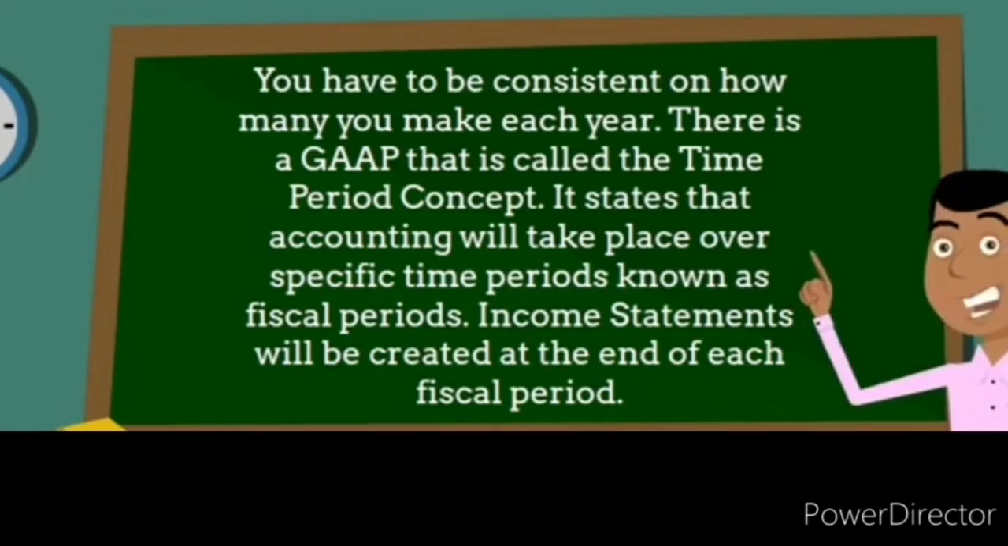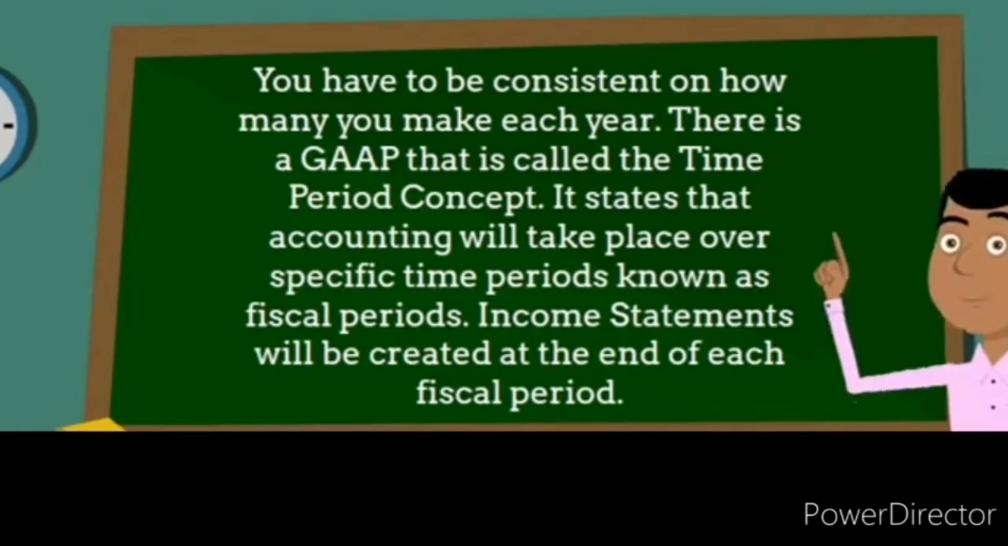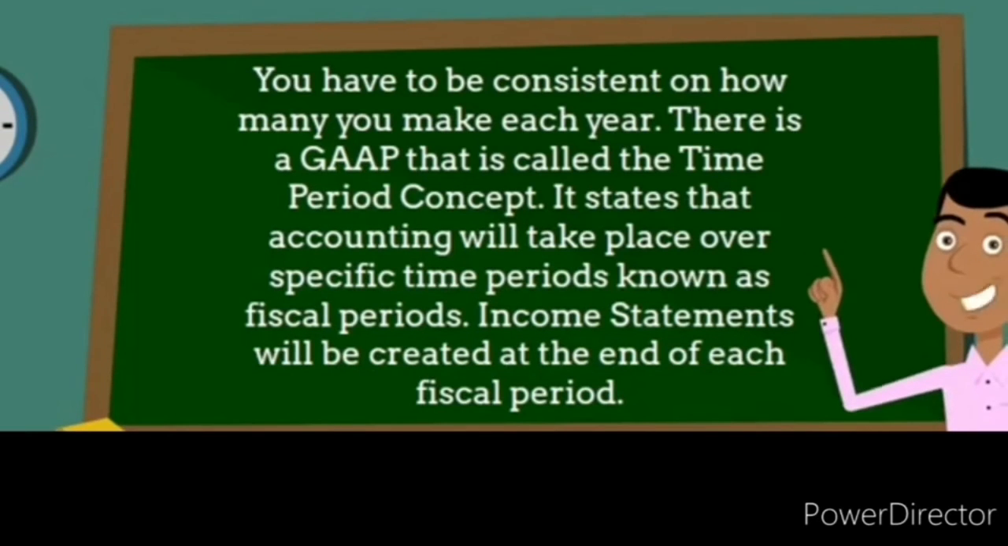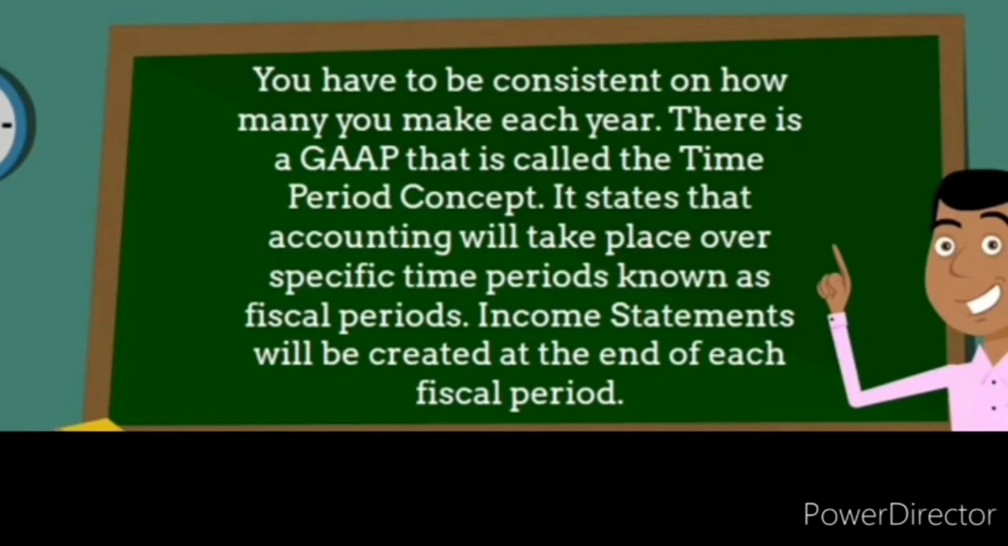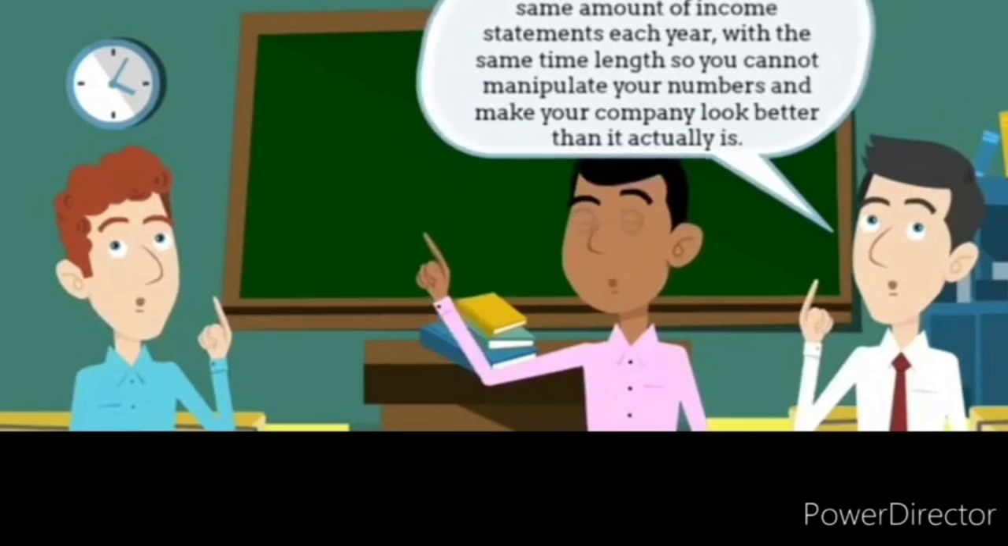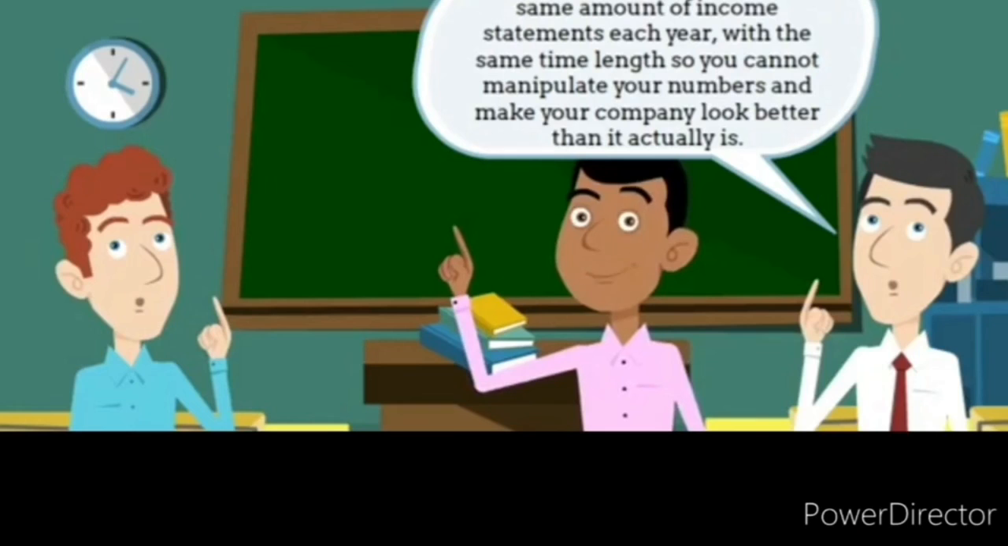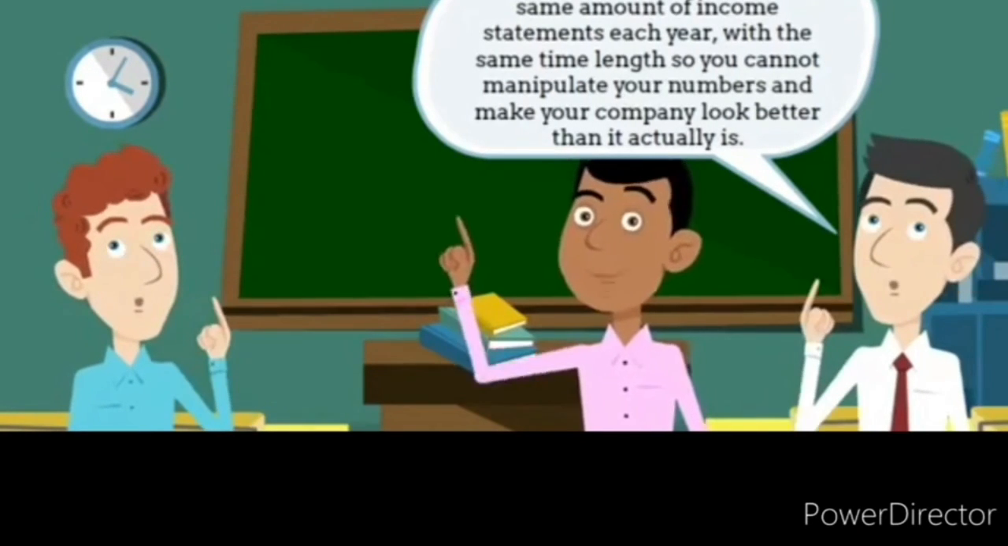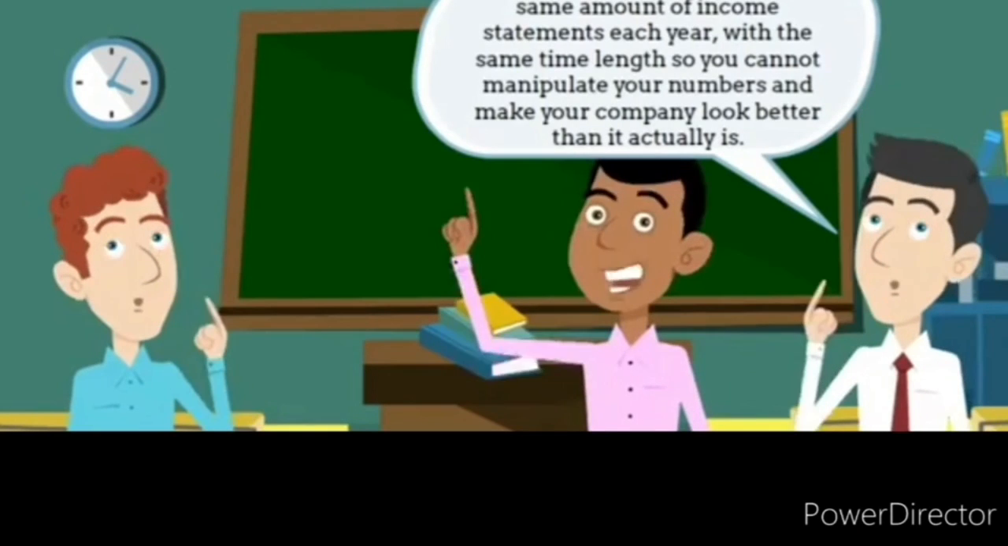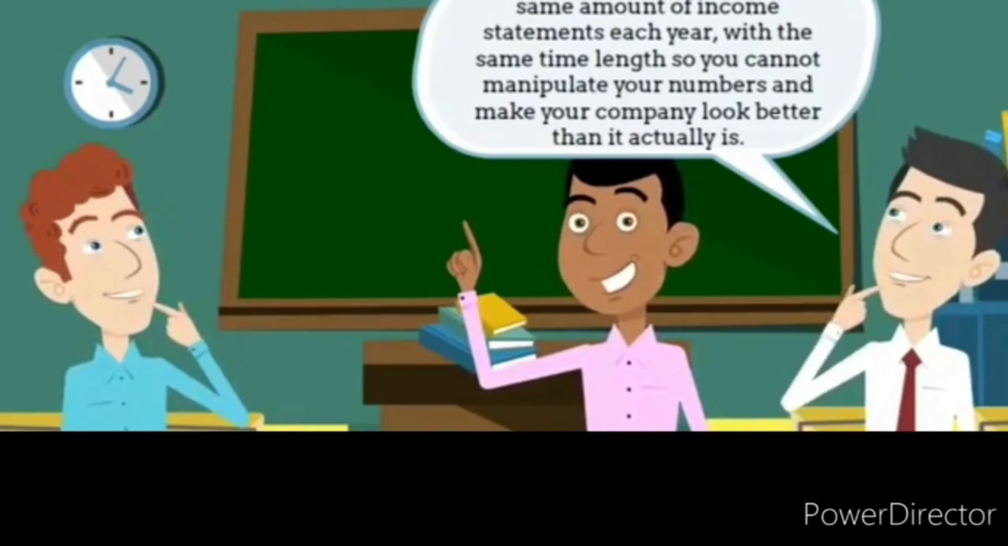There is a GAAP that is called the time period concept. It states that accounting will take place over specific time periods known as fiscal periods. Income statements will be created at the end of each fiscal period. Same amount of income statements each year with the same time length, so you cannot manipulate your numbers and make your company look better than it actually is.